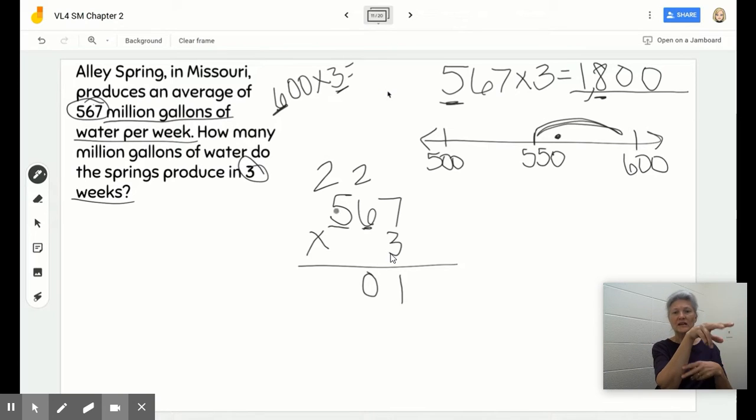Lastly, we have 500 times 3, and that's 15 hundreds. But I need to add in my 2 more hundreds. So I'm at 15 hundreds, 16 hundreds, 17 hundreds. I'm going to write down my 17 hundreds. So it's a 1, 7, 0, 1, and the comma gives us our product of 1,701.